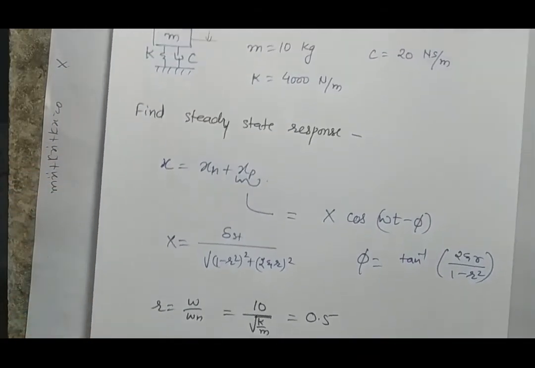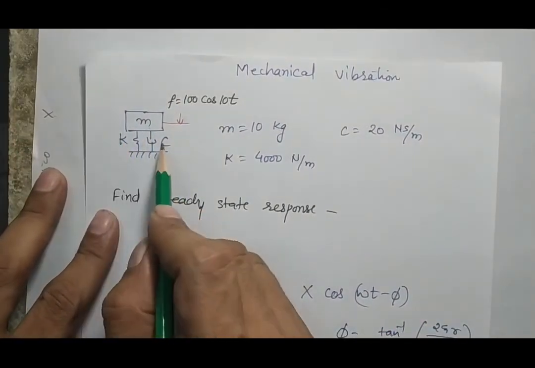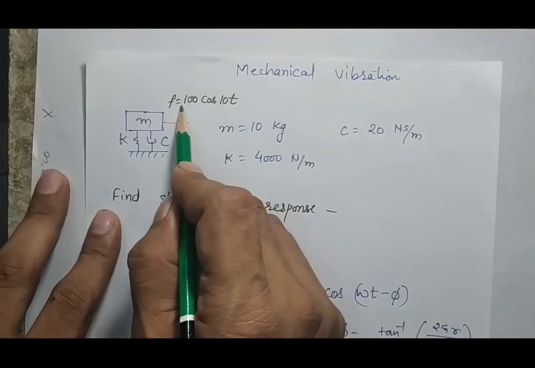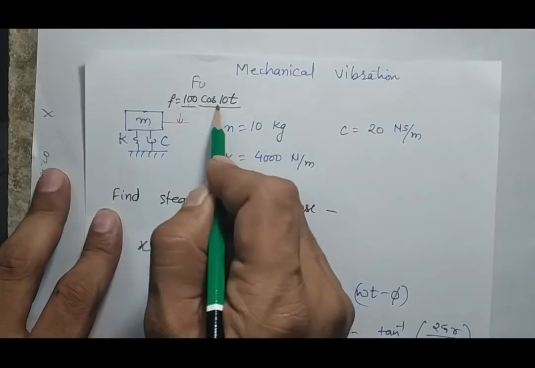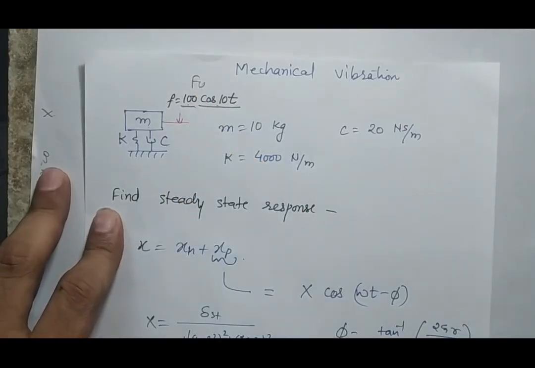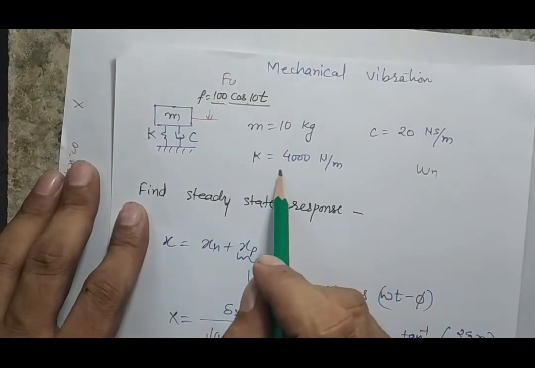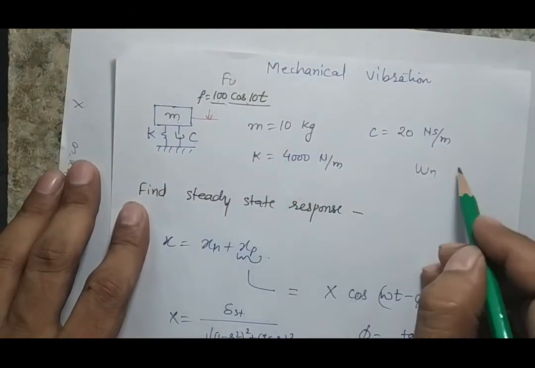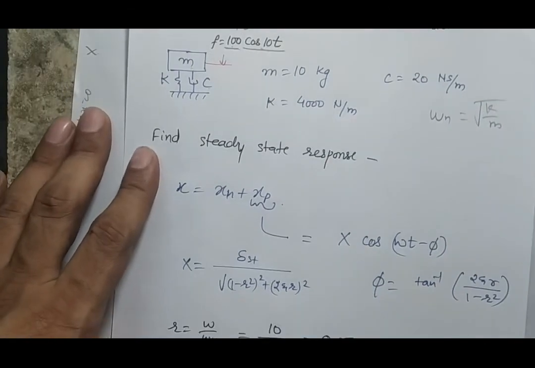Now I will close this session with a very simple example. Suppose we have a case of mass, spring and damper. I am exciting the system by 100 cos 10t. 100 is the amplitude of my force, 10 is the angular frequency. Now I know my natural frequency will be what? My natural frequency will be under root k by m, and I am interested to get the response.